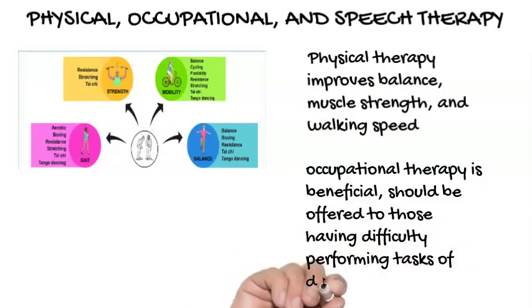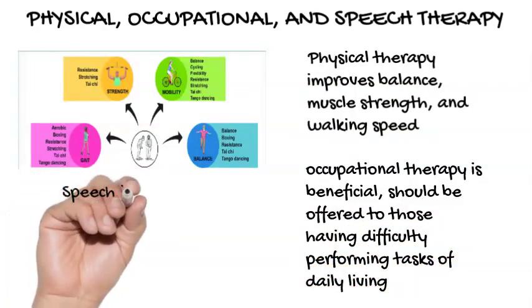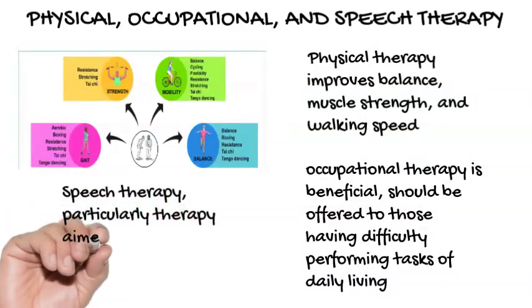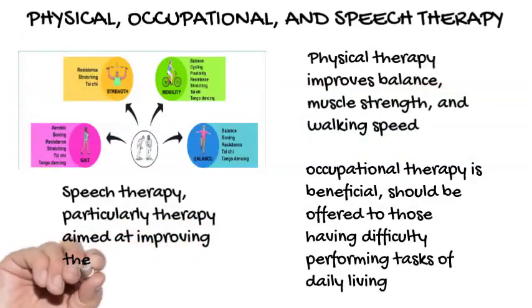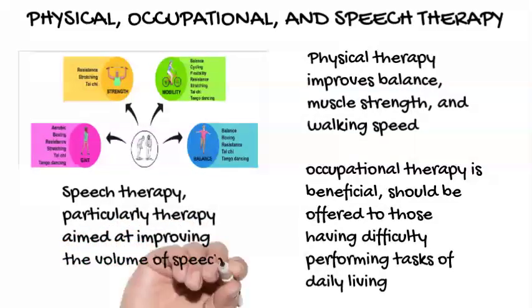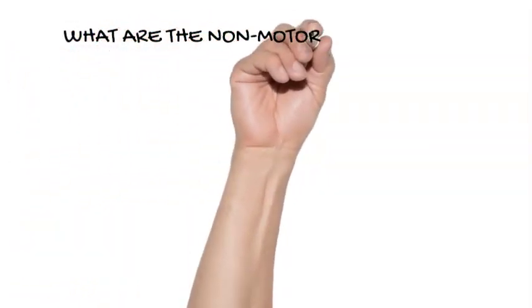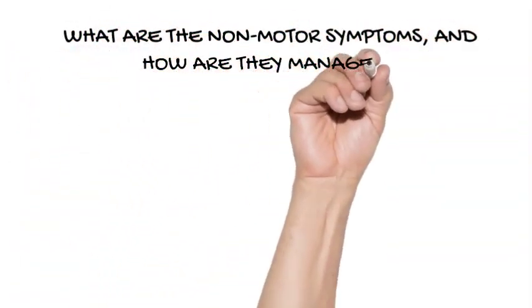Many patients who have the disease develop dysarthria, with low speech volume, decreased pitch, and pronunciation difficulties. Speech therapy, particularly therapy aimed at improving the volume of speech, is effective. What are the non-motor symptoms, and how are they managed?